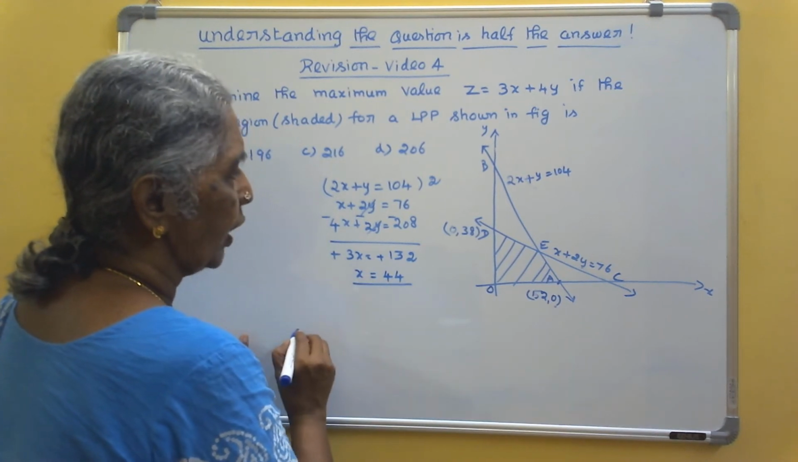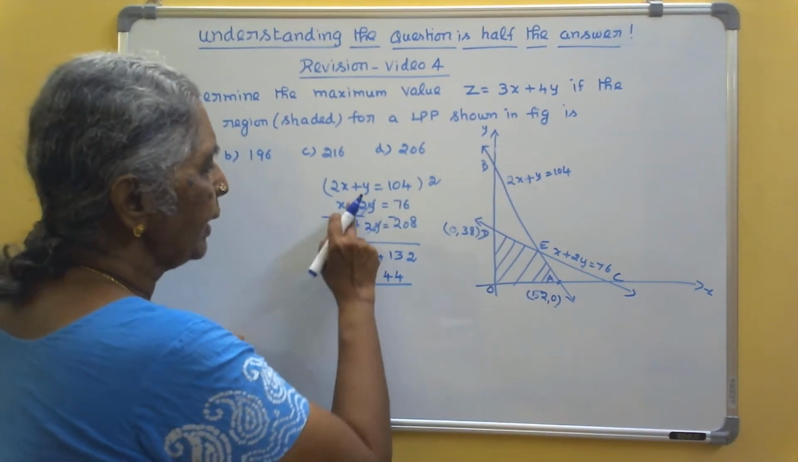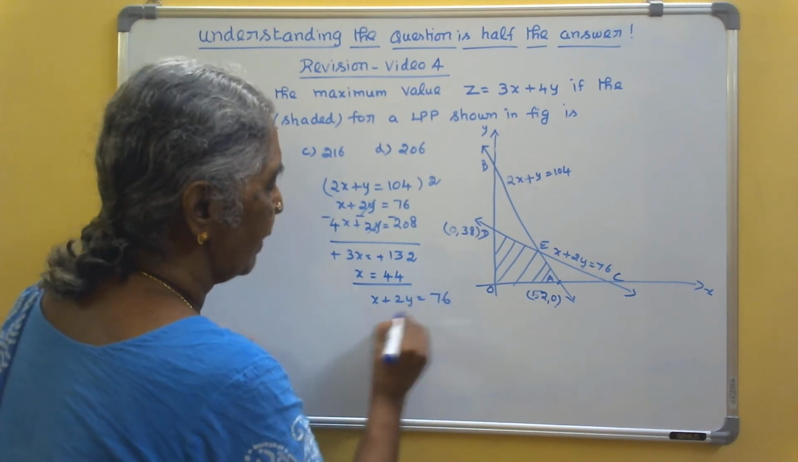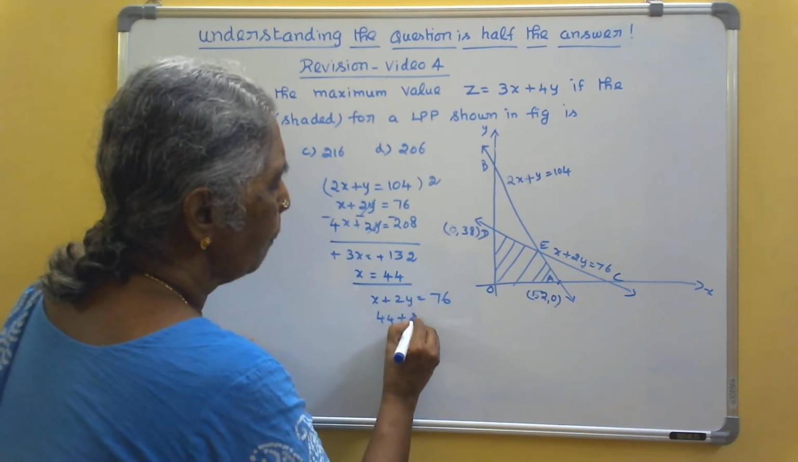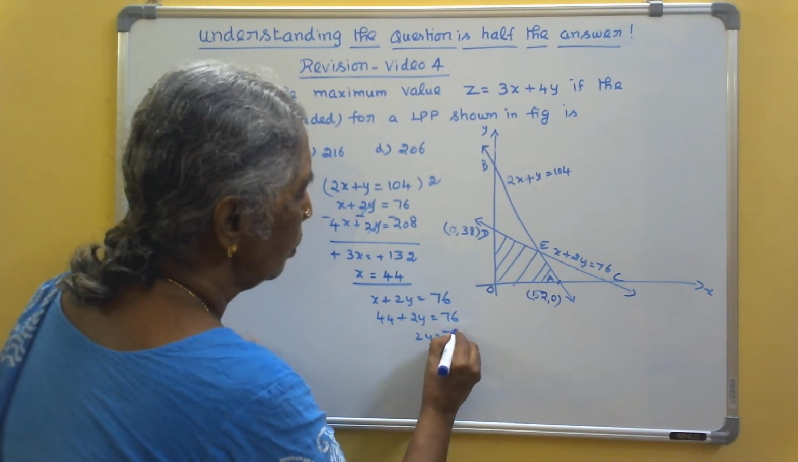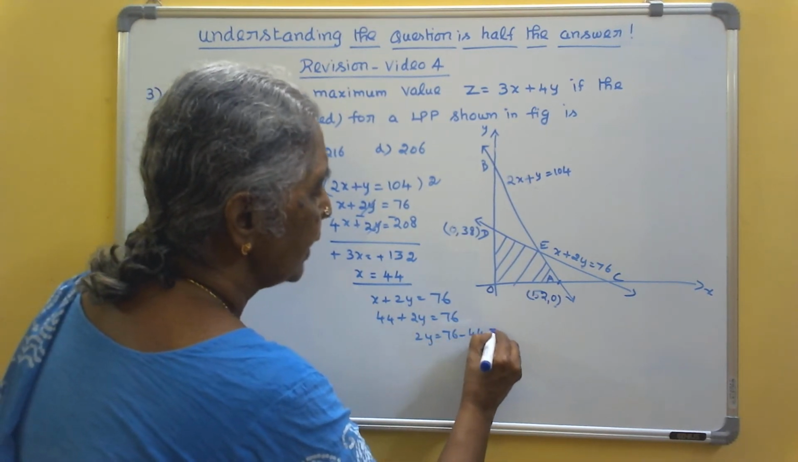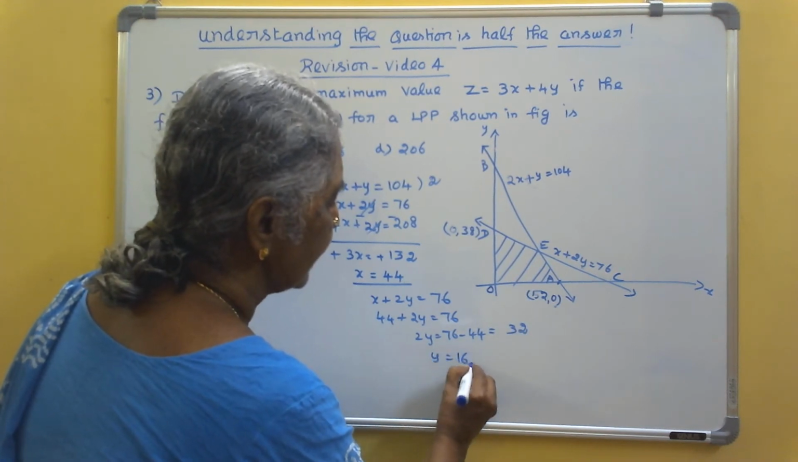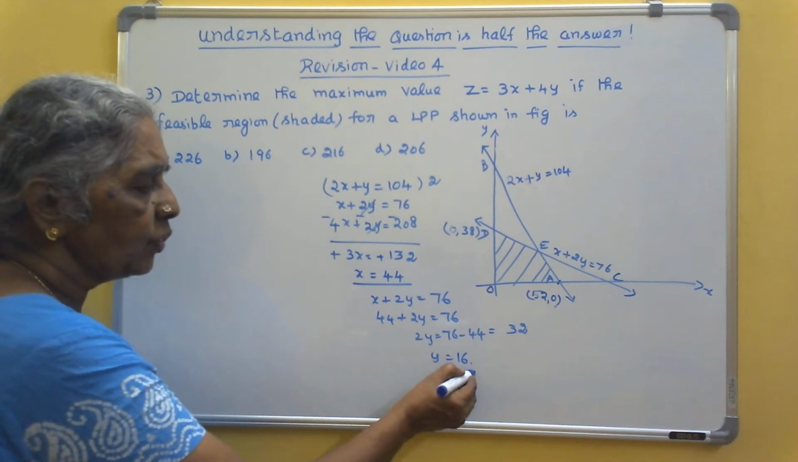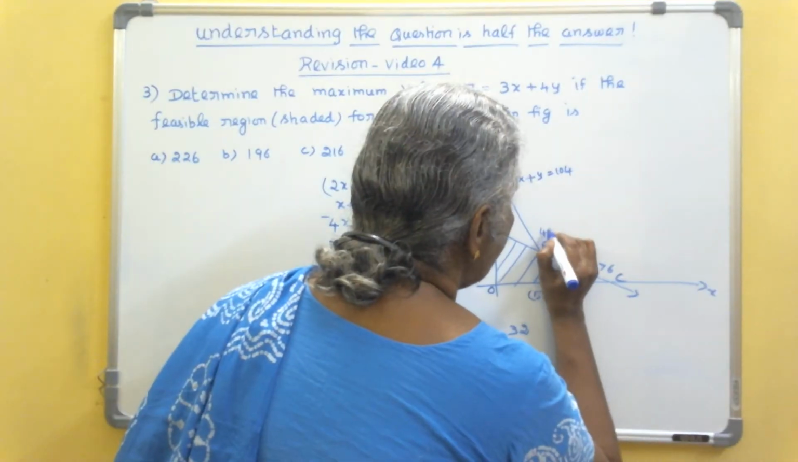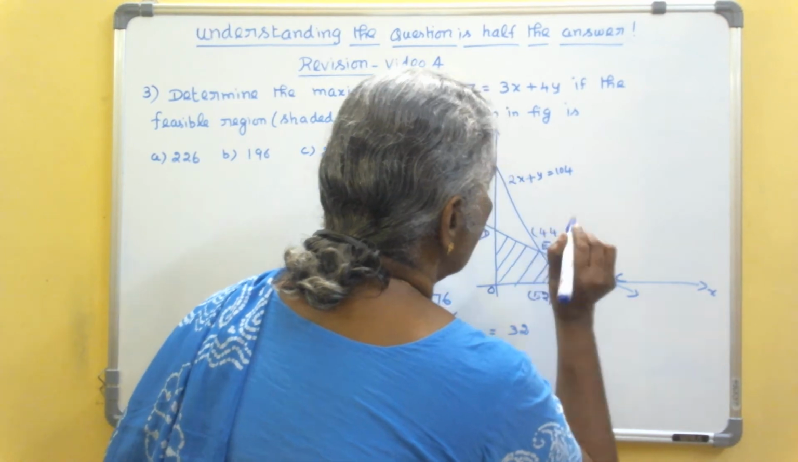My x is 44. I can take any one equation. I will take x plus 2y is equal to 76. 44 plus 2y is 76. 2y is equal to 76 minus 44, 32. My y is 16. So the x is 44 and y is 16. So this point E is (44, 16).